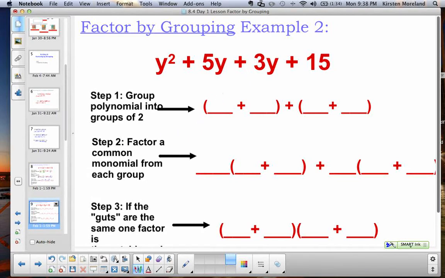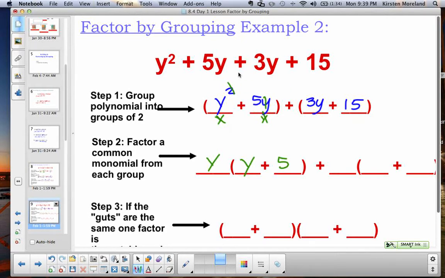Step 1. Group your first two terms, so the y squared and the 5y. That's your first set of parentheses, and then group your last two terms, 3y and 15 together. Now you're going to look at each one individually, so it's basically like you block this one out of your mind and you just look at this chunk here. So I'm just going to look at this and say, okay, y squared and 5y have just a y in common, so I'm going to divide each one of those by y. So I'm left with y, because the y's cancel, and then the y's on this cancel, so I'm left with 5. So y times y plus 5 is really the same thing as y squared plus 5y.